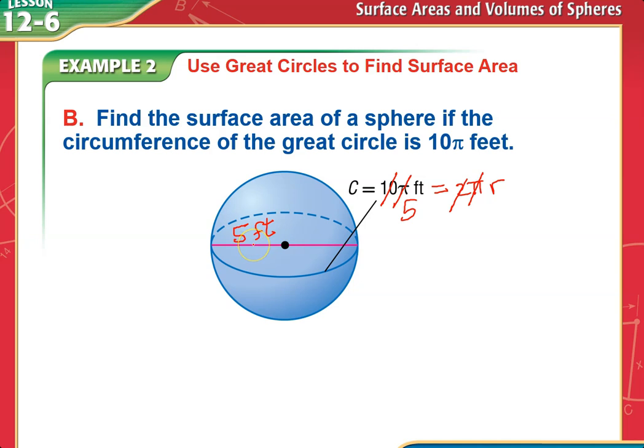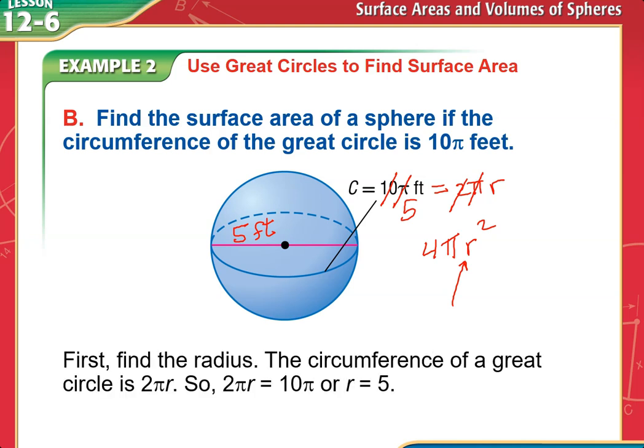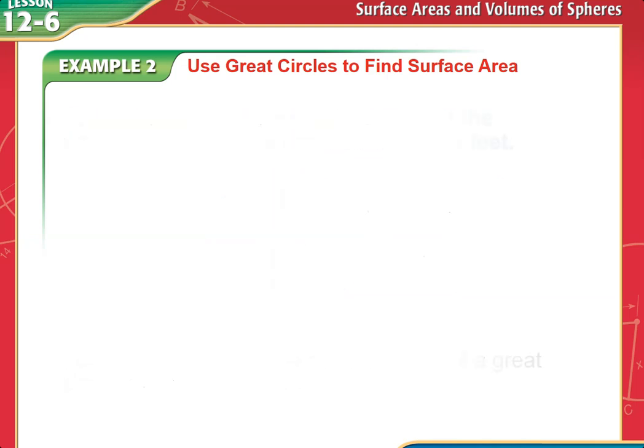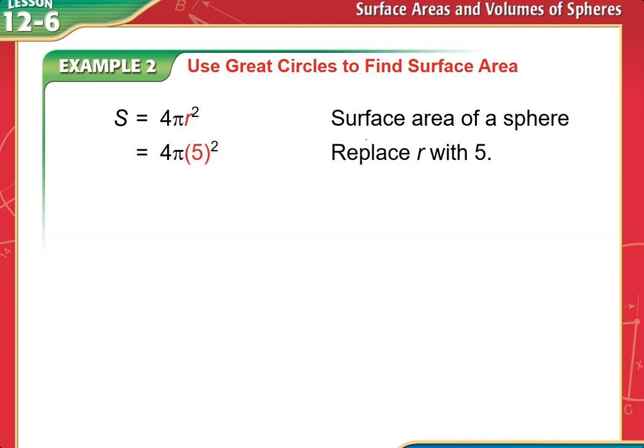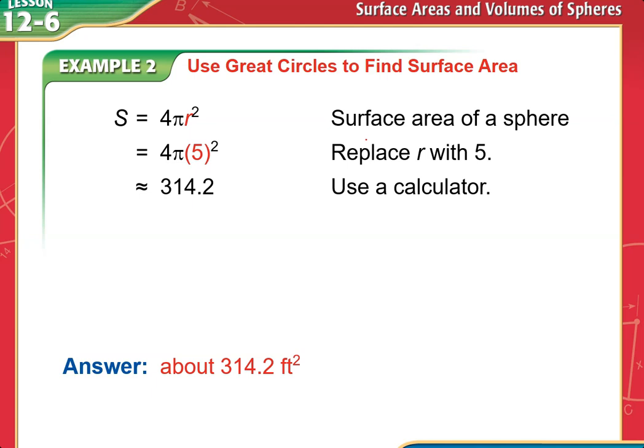And now that we know that the radius is 5 feet, we simply have 4 pi r squared, where r is 5. It looks like 100 pi would be the answer. So putting our 5 in, we get 100 pi, or 314.2 using our calculator. And make sure that we say feet squared because we are in feet.